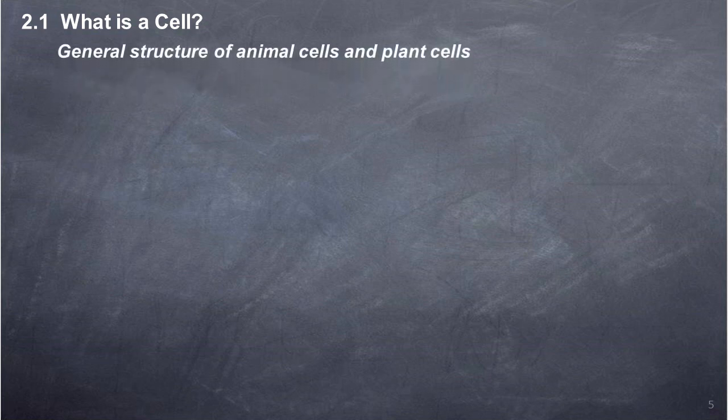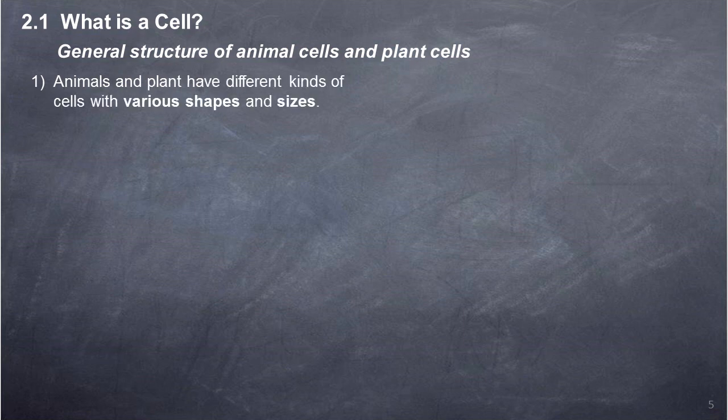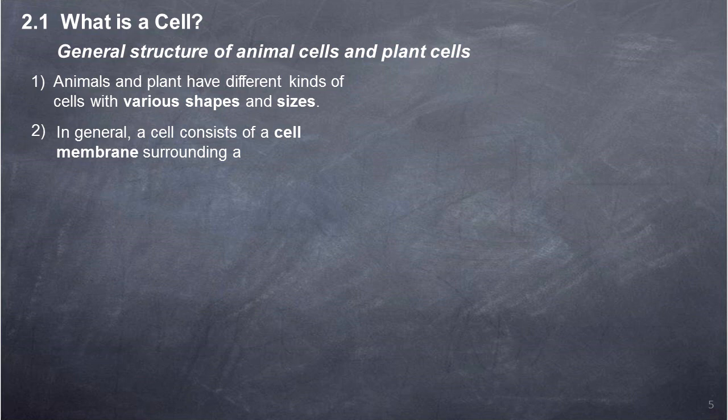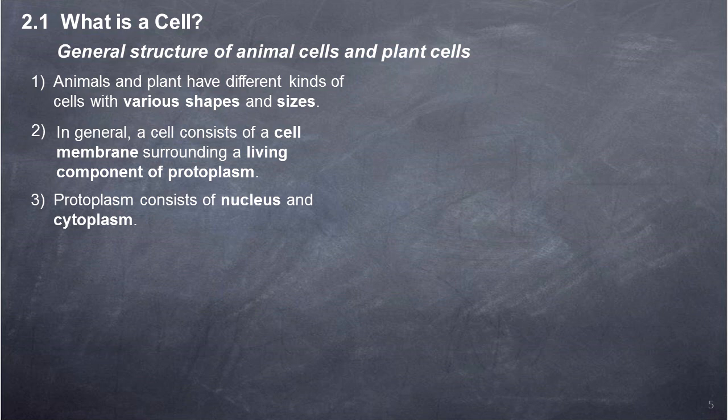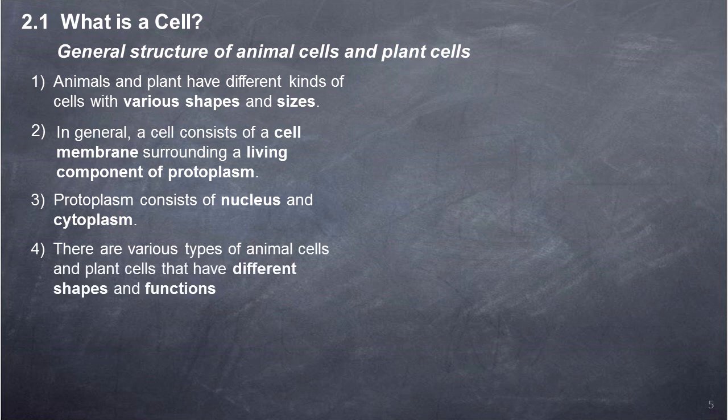General structure of animal cells and plant cells. 1. Animals and plants have different kinds of cells, with various shapes and sizes. 2. In general, a cell consists of a cell membrane, surrounding a living component of protoplasm. 3. Protoplasm consists of the nucleus and cytoplasm. 4. There are various types of animal cells and plant cells, that have different shapes and functions, as shown in the pictures beside.